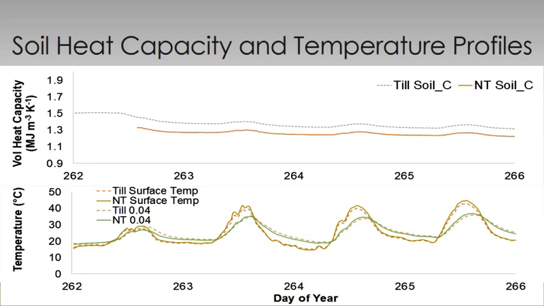And we also see that surface temperatures and 4 centimeter temperatures were also affected during this period, and they were lower at the till soil as opposed to the no-till soil, which is an indicator of a soil that is wetter at its surface.